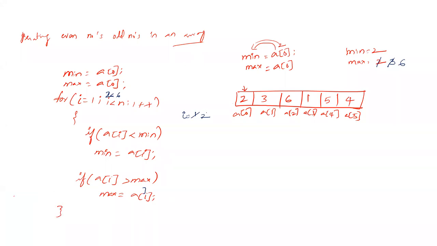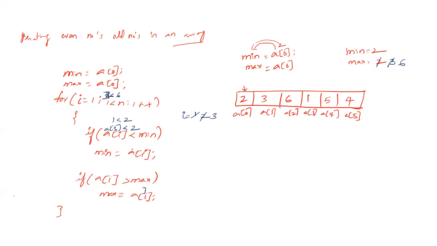Next, I value increments to 3. So 3 is less than or equal to 6. Yes, it is true. So what is A of I? A of 3 is less than min. So what is the min value? 2, it's not changed. A of 3, what is A of 3 value? 1. 1 is less than 2, yes, it is true. Then it goes to the next statement.